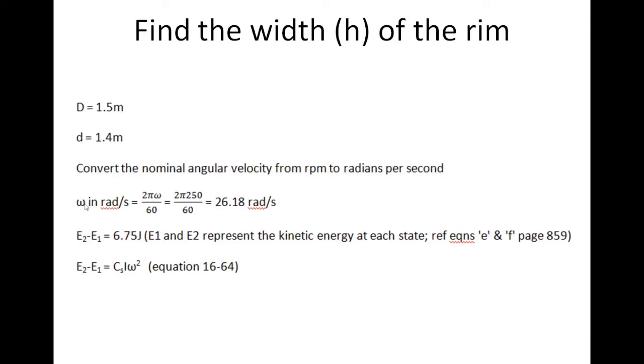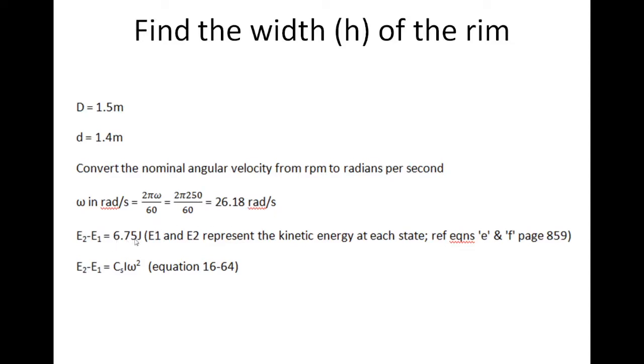So as a reminder, RPM to radians per second is 2 pi times speed in RPM over 60. So plugging in our 250 RPM number for omega here, we get 26.18 radians per second.